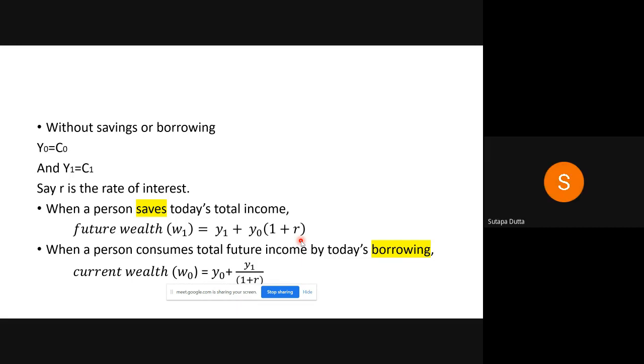Ma'am, is it possible that some portion of my income will be saved and some portion will be consumed? Yes, obviously that is possible. But as I said, this is the extreme situation that you are not going to consume anything today. What is the maximum wealth you can get in future? This is the maximum wealth.